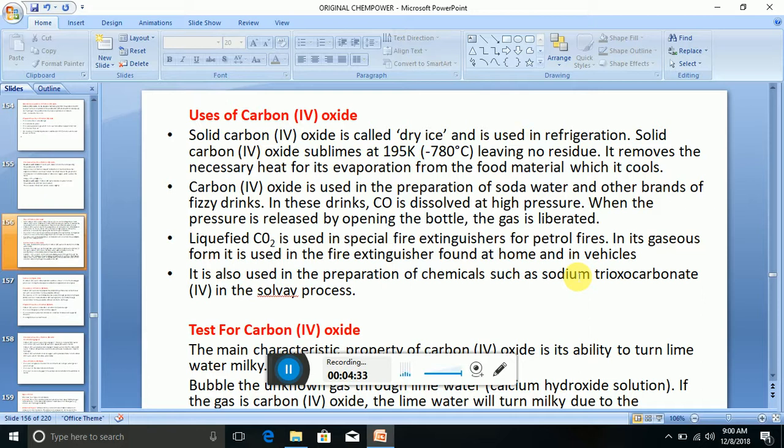It removes the necessary heat for its evaporation from the food material which it cools, thereby cooling that food material.